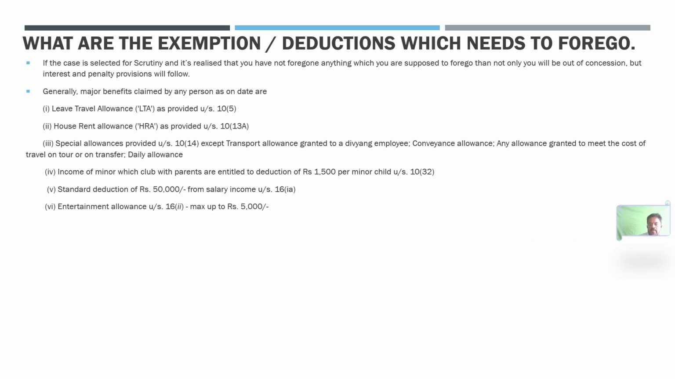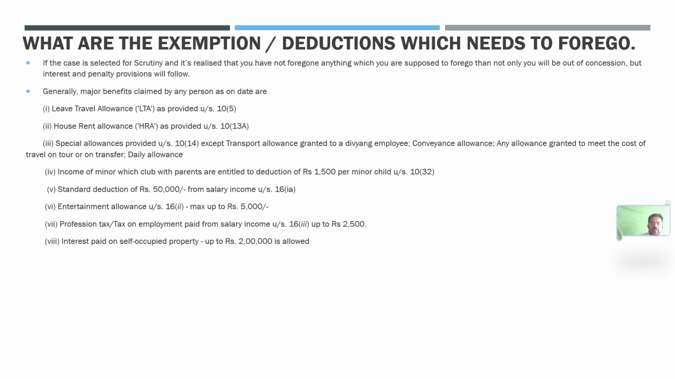Then the entertainment allowance deduction: if you are a government employee and you are getting an entertainment allowance, up to rupees 5,000 is exempted from tax. And the profession tax which you pay, generally up to rupees 2,500, that also will not be allowed as a deduction, and you will have to pay the tax on this income also. You will not be permitted a deduction basically. Then if you have a housing loan and you are paying on a self-occupied property, then up to 2 lakhs is allowed as a deduction. This also you have to forego. That means you will not get the deduction for the housing loan.